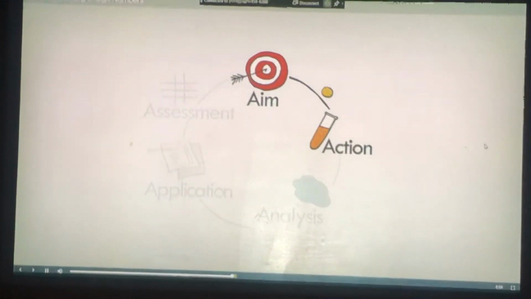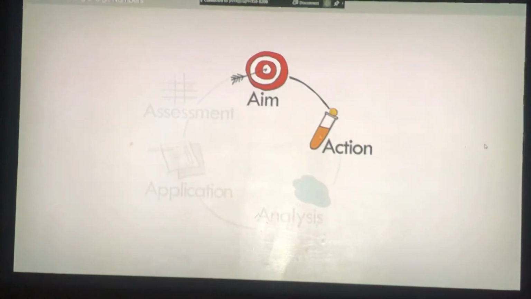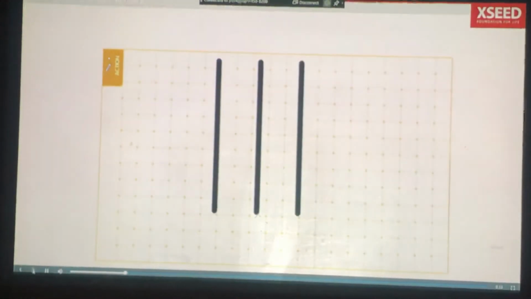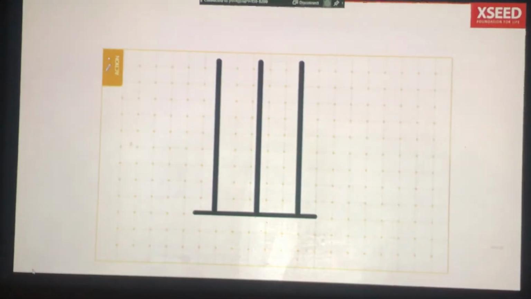Time for a quick activity. Let's get started. Take out a pencil, blue-colored pencil, and a ruler. Draw an abacus in the action section of your journal like this. Label the rods as O to show the ones, T to show the tens, and H to show the hundreds like this.